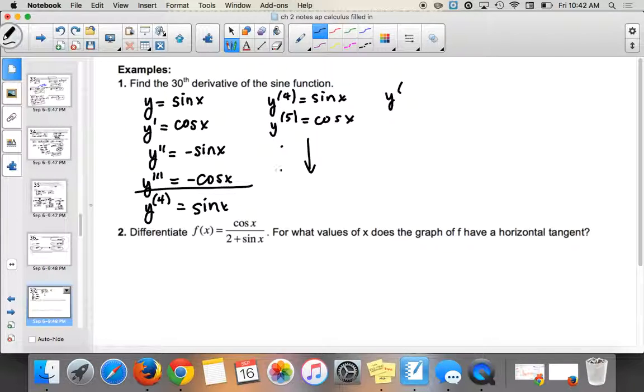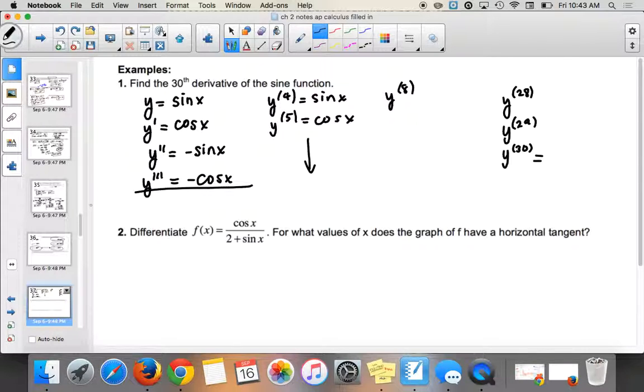This would be 6, 7, 8, right? So what's the pattern? Every 4, yeah. So we wanted to basically take 30 and divide it by 4. So when I take 30 divided by 4, that means 28 goes evenly, right? And then I'm going to have the 29th, and then the 30th derivative.